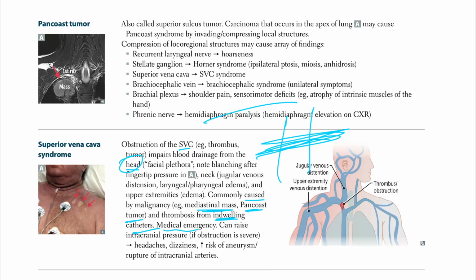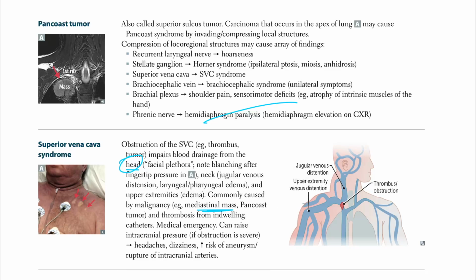It's a medical emergency and it can raise intracranial pressure if obstruction is severe. And when you increase the ICP, you're going to cause headache, dizziness, and increased risk of aneurysms or rupture of the intracranial arteries can also be seen.